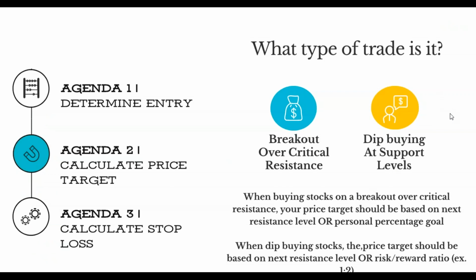So we talked about when buying stocks on a breakout over critical resistance, your price target should be based on next resistance levels or your personal percentage goals. This is how you determine or calculate your price target.